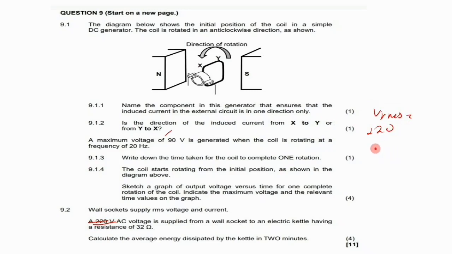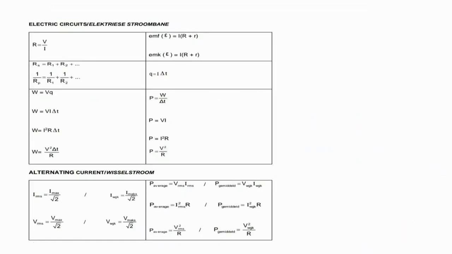And then we also have the resistance, which is 32 ohms, and then we have the change in time, which is 2 minutes. We must multiply that by 60 because we want our time in seconds, so that will give us 120 seconds. Now what are we looking for? We are looking for the energy, right? So energy is represented as W, the work done, right?